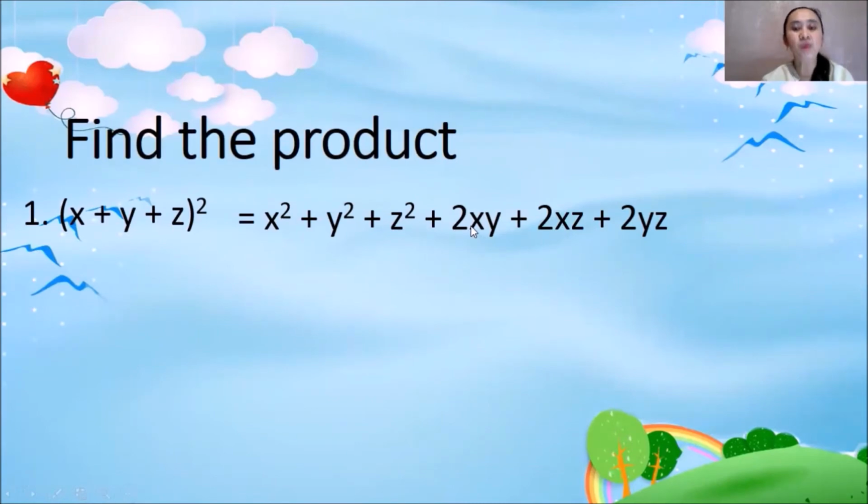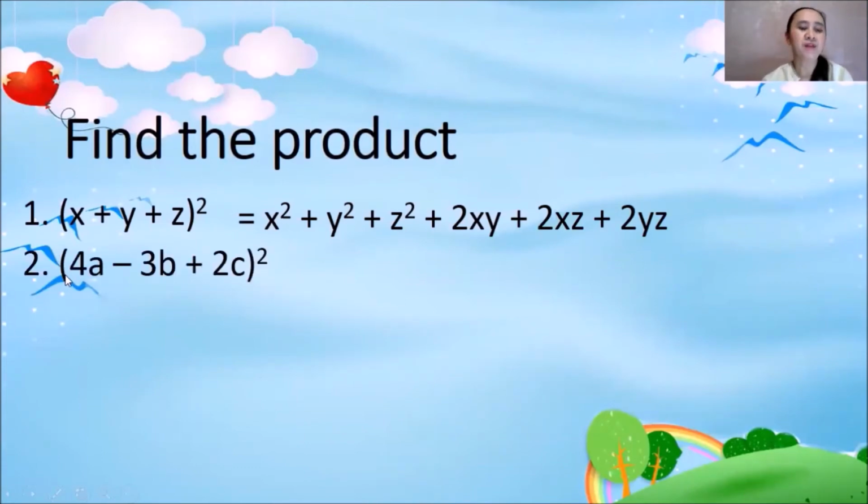Then again, twice the product of the first and the second term. Kaya 2 times x times y ay 2xy. Twice the product of the first term and the third term, 2 times x times z. Kaya 2xz. And the last product of the term is twice the product of the second term and the third term, kaya 2yz. This is the product of the given.